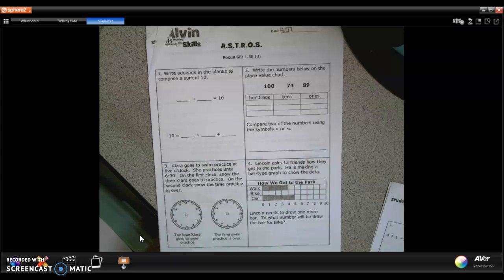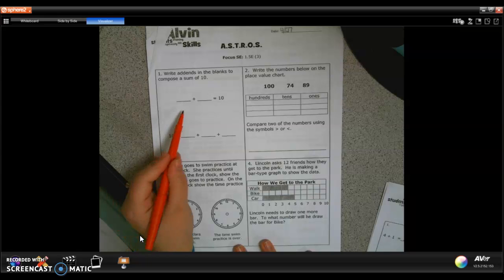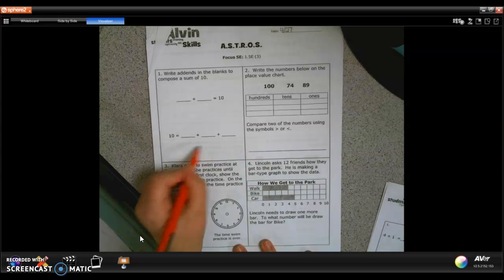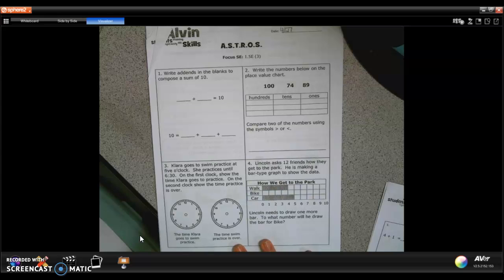Today we're going to be doing 1.5E3. We're going to be writing addends in the blanks to compose a sum of 10. So here you have an option with 2 addends, and this one here has 3 addends. There are multiple answers to this.